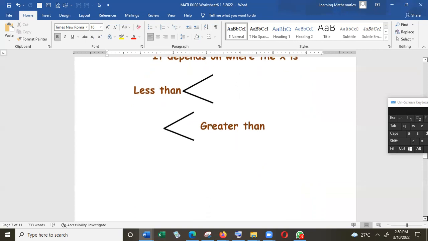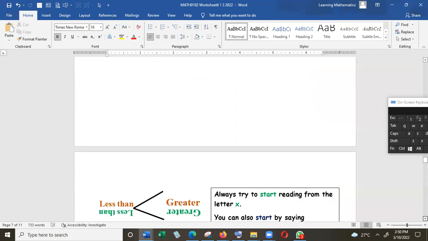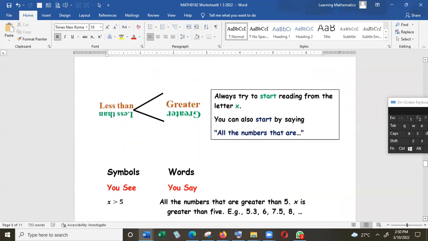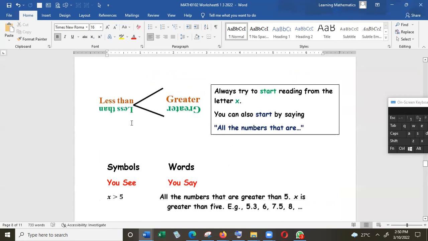It's always wise to start reading from the X, and you can say all the numbers that are. Again, the point is called less than, the opening is called greater than. Always try to start reading from the letter X. You can also start by saying all the numbers that are.